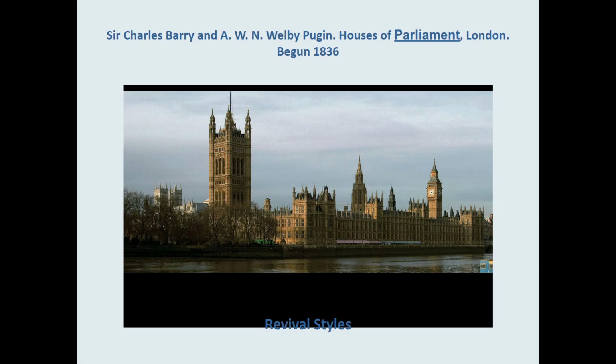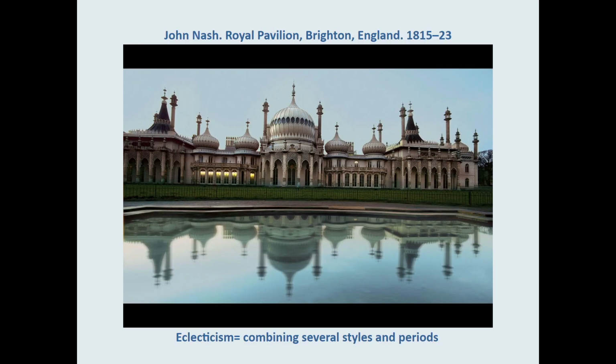So, here's another one, the Royal Pavilion in Brighton. This is a good example of Orientalism that I mentioned before. These cast iron onion domes and minarets. So we're looking at Gothic, but also Chinese, Islamic, and Indian architecture, both inside and out. So you can call this eclecticism, just combining several styles and periods. It's a bit interesting. And now this is 200 years old.